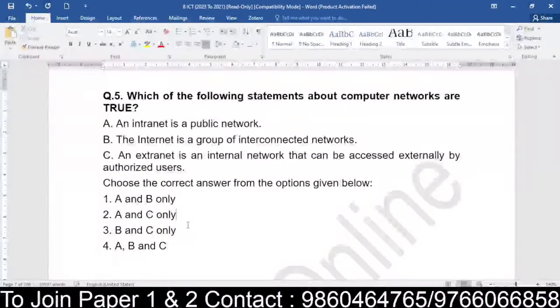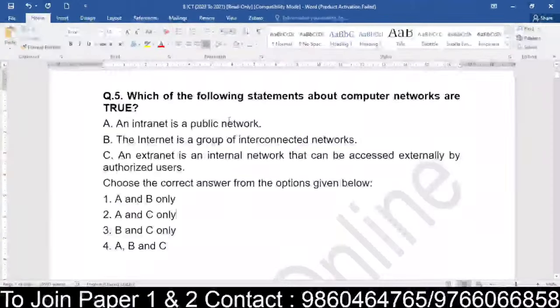So it's not about true or false. It is just about the true statements, which is talking about computer networks. Okay, let's see. An intranet is a public network, the internet is an interconnected network, an extranet is an internal network that can be accessed externally by authorized users. Let's see how many of you, so that we can go for the next set of papers. An intranet is a public network, definitely not.